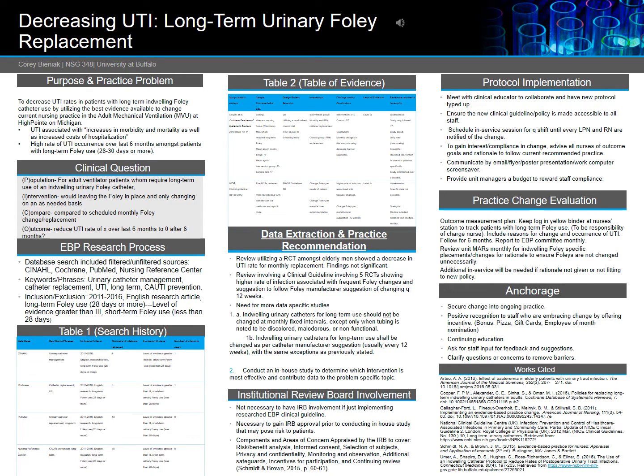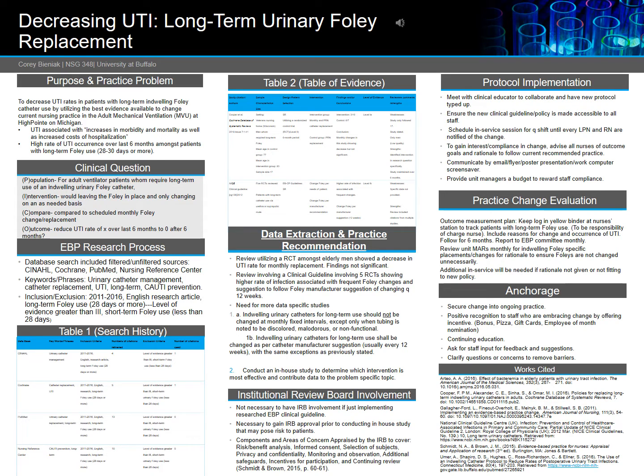The clinical research question in PICO format that has been created is: P for population, adult ventilator patients who require long-term use of an indwelling urinary Foley catheter; I, intervention, would leaving the Foley in place and only changing on an as-needed basis; C, compared to scheduled Foley monthly changes or replacement; O, outcome, reduce UTI rate of X over the last 6 months to 0 after 6 months.